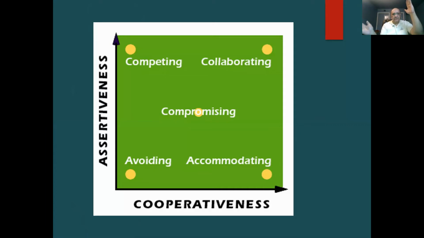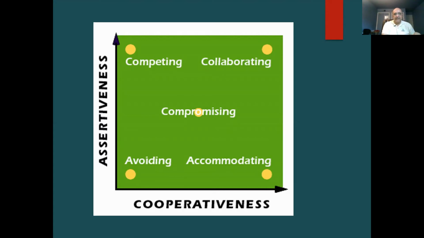And if you go along those 2 lines, you will see that competing, for example, is something that is high on assertiveness, meaning what you want to achieve for yourself, but very low on cooperativeness. And that's why it's in the very top left corner of that chart. The opposite of that, at the bottom of the chart, all the way across to the other side, is accommodating. Accommodating is when you care so much for the interest of the other, for whatever reason it is, at the expense of what you want to achieve for yourself.